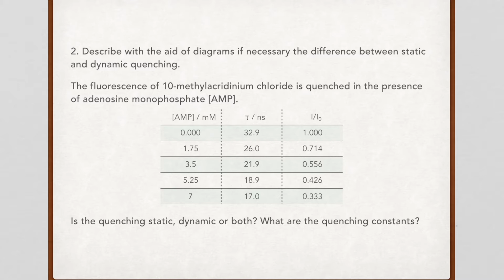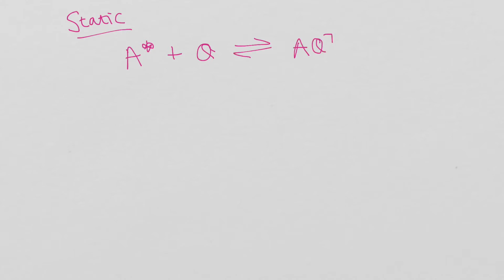Before that, though, the question asked a little bit about more general kind of bookwork, I suppose. What is static quenching and what is dynamic quenching? So I'm going to just start off with static. So static quenching is where I basically have my excited state and I have my quencher, and between them they can form a complex. So I'm just calling this AQ.